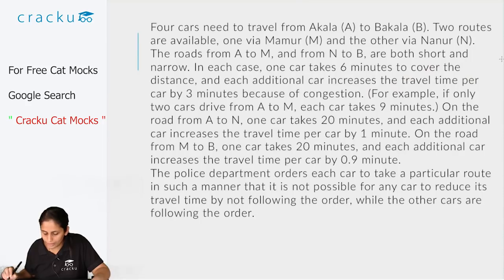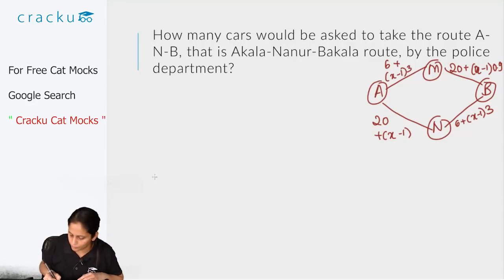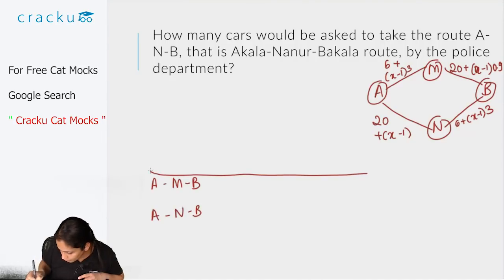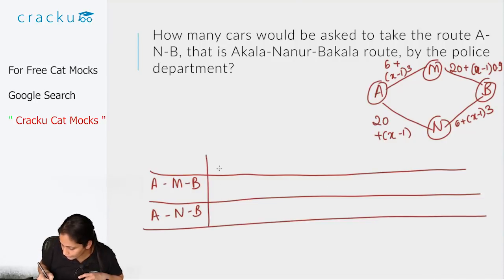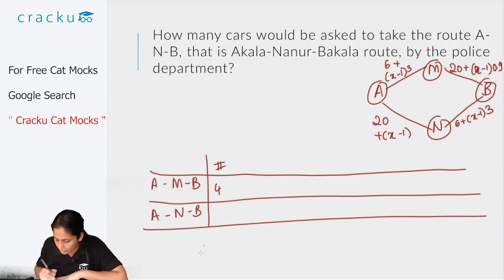So we have been told that the police department orders each car to take a particular route in such a way that it is not possible for a car to reduce its travel time by not following the order. So let's consider this again. So we have AMB and ANB. Now suppose that all 4 cars go from A to B via M and 0 cars go via N.